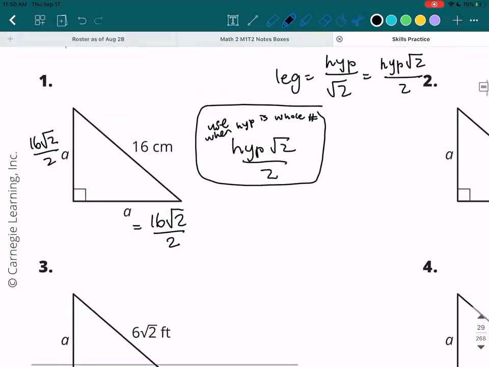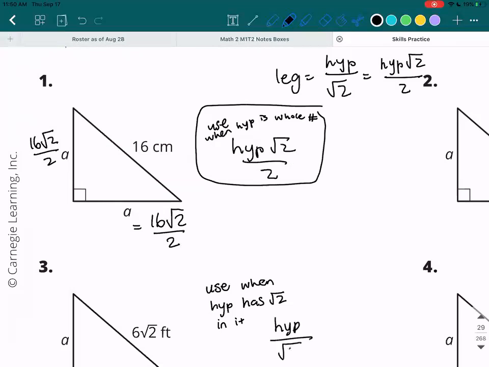I'm going to show you for number 3. Look at our hypotenuse. Our hypotenuse has a radical. So this is the other equation. You use it when hypotenuse has radical 2 in it. You're going to use hypotenuse over radical 2. So this other equation, we're going to use it when our hypotenuse has radical 2 in it. They're the same equation, it's just a different way of writing it. Okay?